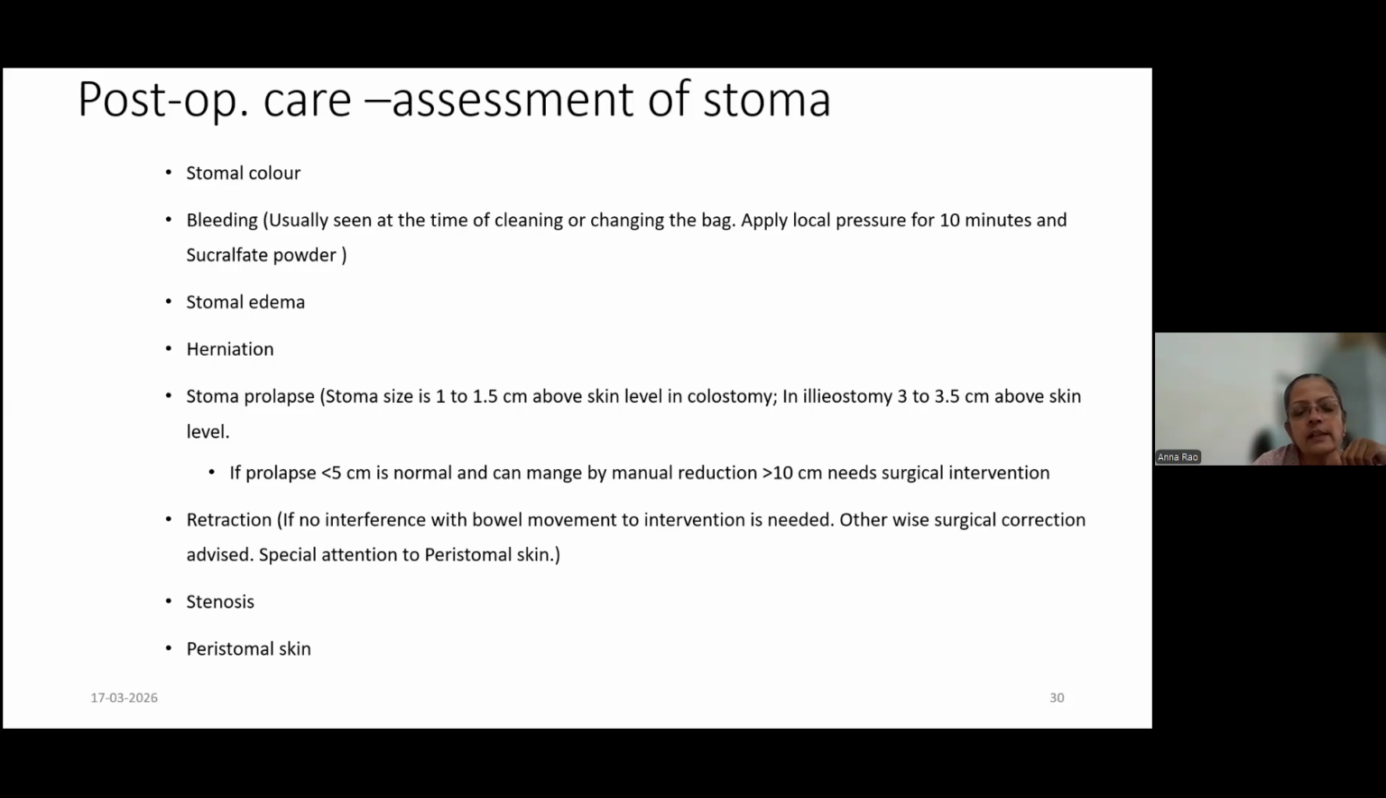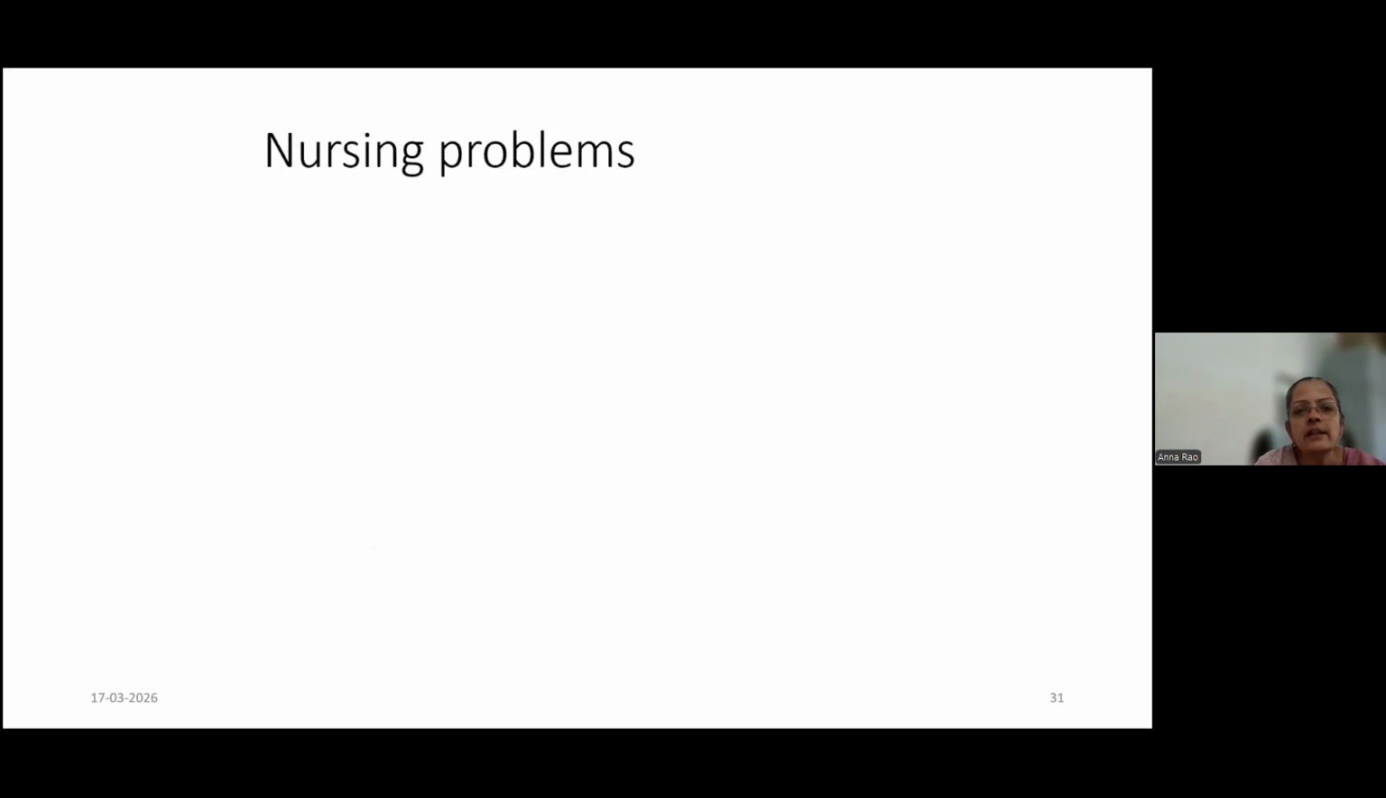Then we need to observe the tissue color, so that we can come to know whether any stenosis has taken place, whether stool is coming out regularly or not, whether the shape of the stool has changed or not, and all sorts of things we have to look at. Peristomal skin attention is also required.